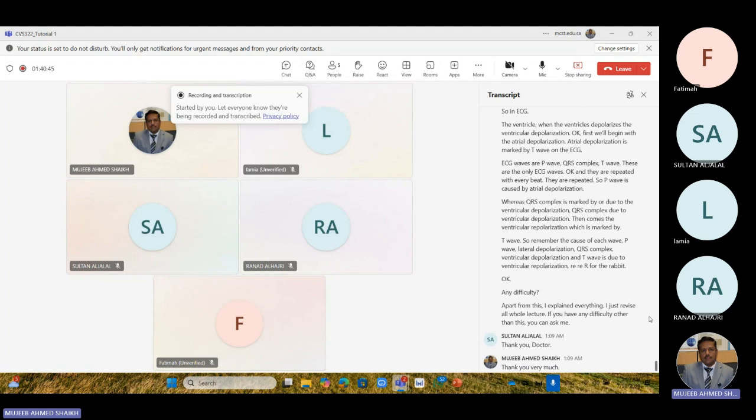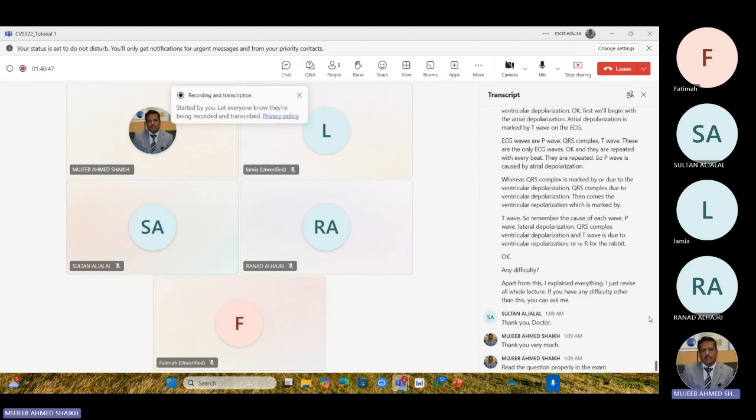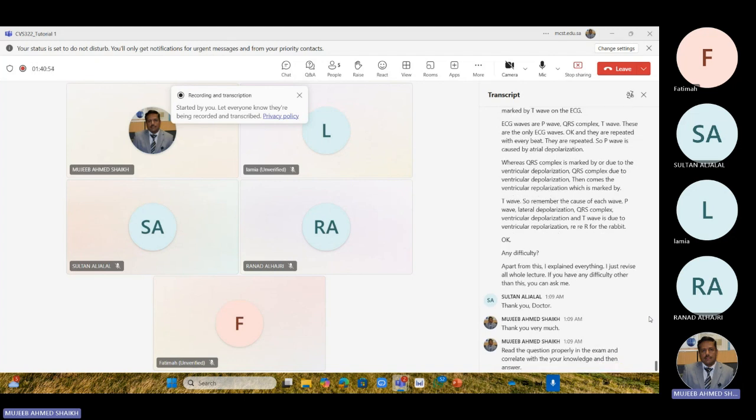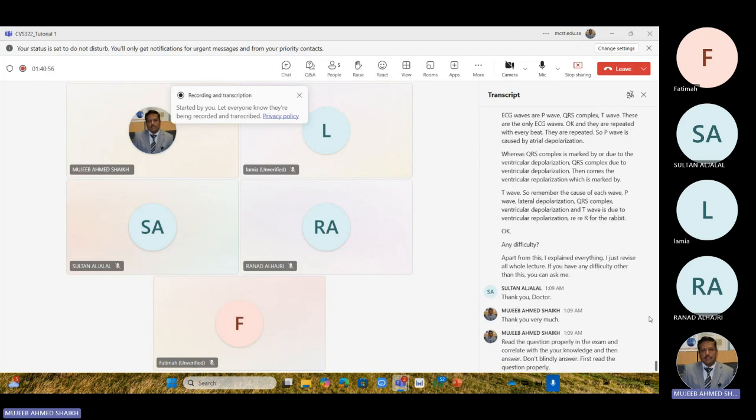Read the question properly in the exam and correlate with your knowledge and then answer. Don't blindly answer. First, read the question properly and accordingly you choose the answer.